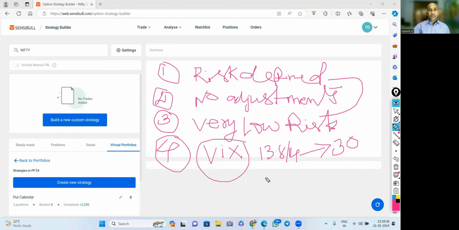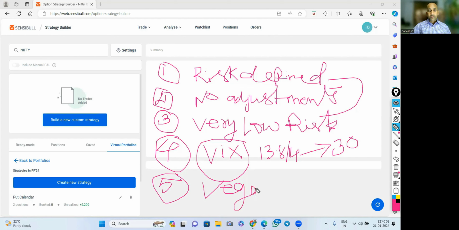So what is the advantage? If VIX goes high by that time, what happens? Option premiums will shoot up. Then which option premium will go high? This is important. I just want you to understand Vega.